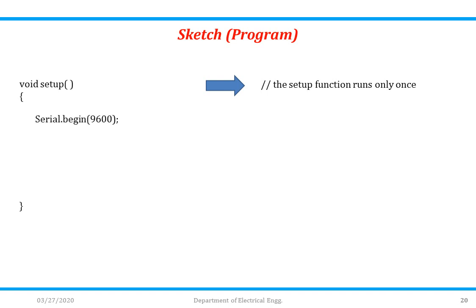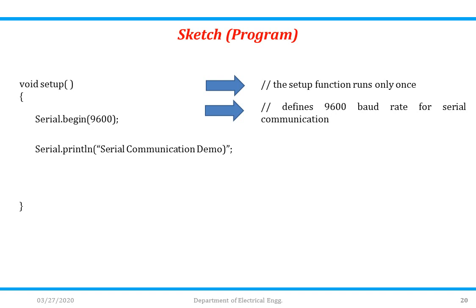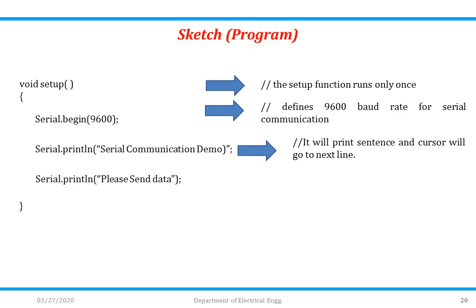Let's discuss the sketch or the program here. Obviously, the first step is void setup. The setup function runs only once. Here I have defined the 9600 baud rate for serial communication by the function Serial.begin 9600. Now I want to print a statement, serial communication demo. I have written it within Serial.print, and the ln is used because after printing this statement, the cursor is going to move to the new line. Next, again Serial.println, please send a data. The meaning of this is again the same. It will print the statement please send the data, and the cursor will move towards a new line. This is the void setup function.